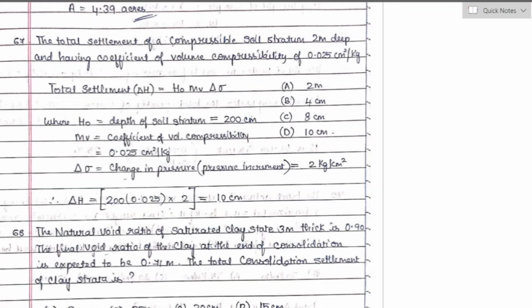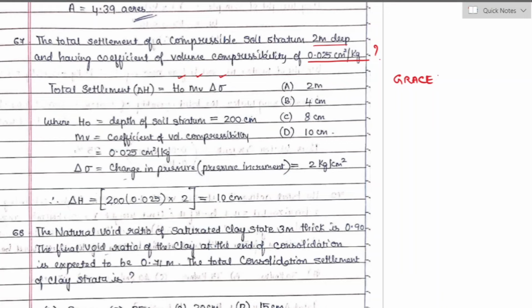Question number 67. The total settlement of a compressible soil stratum 2 meter deep and having a coefficient of volume compressibility as 0.025 centimeter square per kg is. Total settlement of a compressible soil is calculated by the formula depth of the soil stratum multiplied by coefficient of volume compressibility multiplied by change in pressure. In this question, the change in pressure is not given, so this was expected to give grace marks for this.